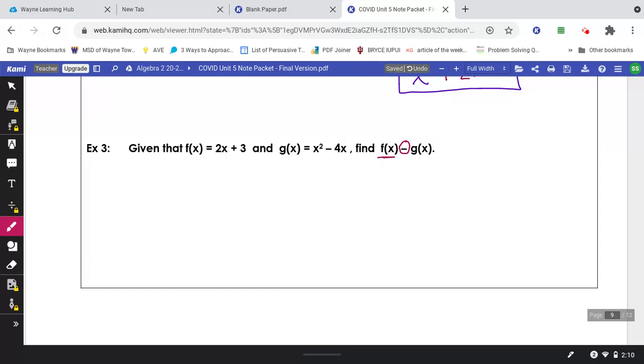So I'm going to put my f function first, 2x plus 3. Put it in a parenthesis. Minus your g function next, x squared minus 4x. When we are subtracting, I always like to put a 1 and distribute the negative.